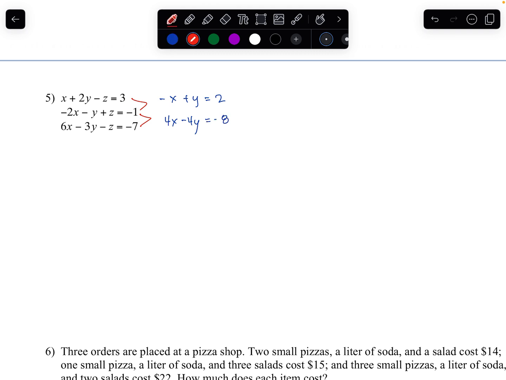Now, let's get rid of x, but I have to multiply this by 4. So, negative 4x, and then plus 4y equal to 8. And this is 4x minus 4y equal to negative 8. And when I add them together, gone, gone, gone. So the left side is going to be 0, the right side is going to be 0. So this has infinite solutions.